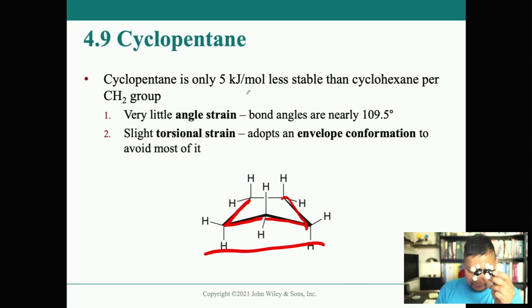The difference in stability is not that different from the cyclohexane, right? Very little angle strain because it's nearly 109.5, right? And the slight torsion strain adopts the envelope conformation, and that avoids most of the strain, right? And that's that envelope conformation right here, where you have the tip of it kind of pointing up because it can fold down like an envelope, you know? So that's cyclopentane.